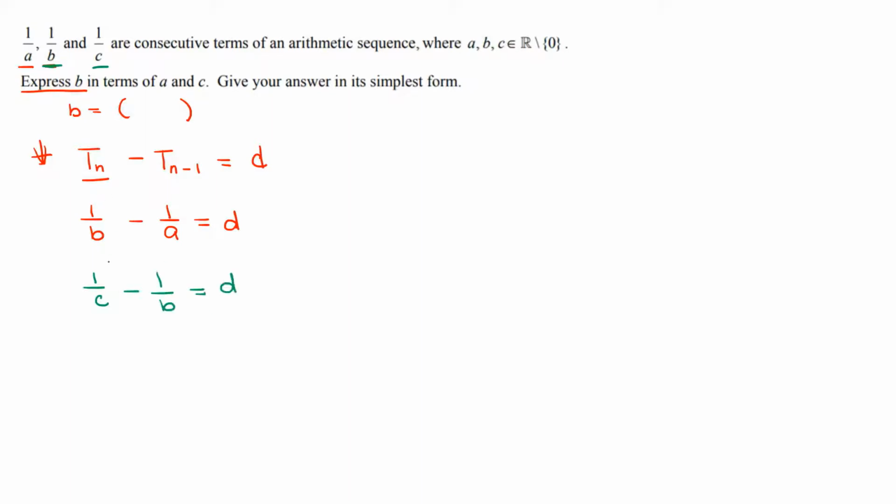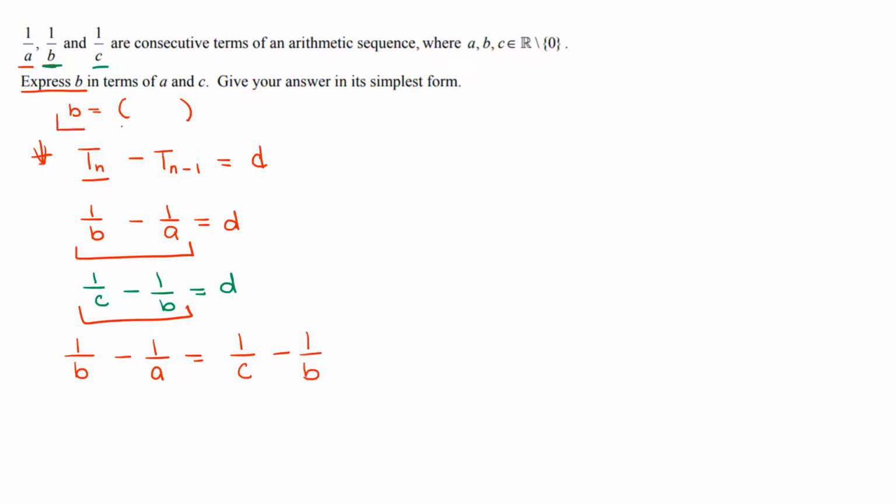So if 1 over b minus 1 over a equals d, and 1 over c minus 1 over b equals d, which is the difference, the number we're adding each time to get to the next term in an arithmetic sequence, then these expressions must be equal to each other if they're both equal to d. So we're going to have 1 over b minus 1 over a equal to 1 over c minus 1 over b.